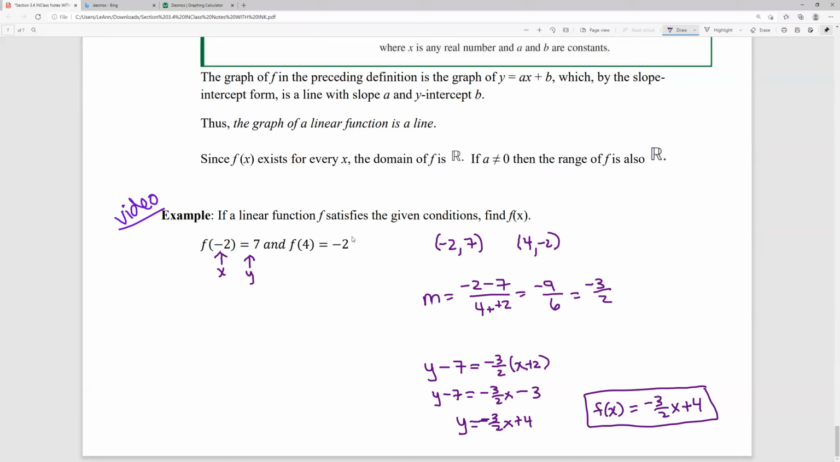You should always be able to plug in your other point and check and see if this works. So if I plug in the 4 for x, I should get negative 2 as my answer. So if I plug in 4 here, half of 4 is 2, times that by negative 3, that'd be negative 6, plus 4 is negative 2. So that function does match with that other ordered pair. And that's it for the 3.4.